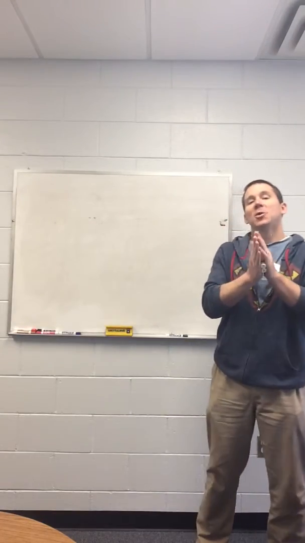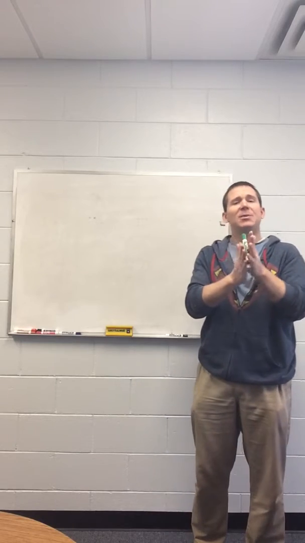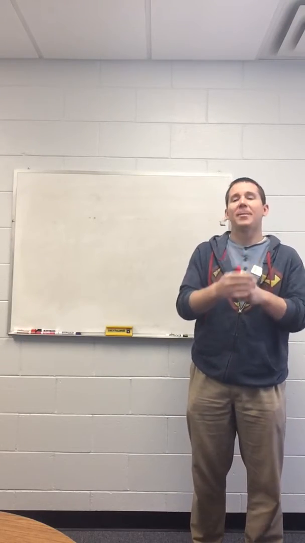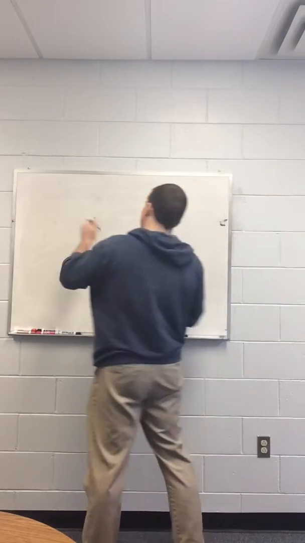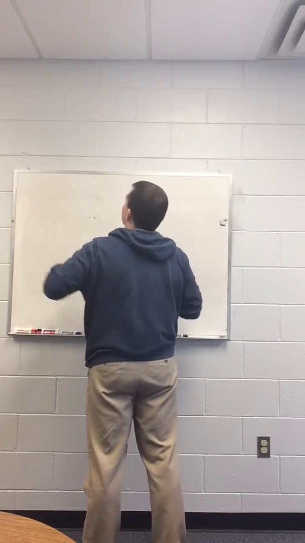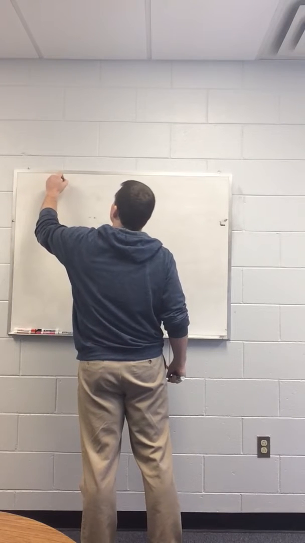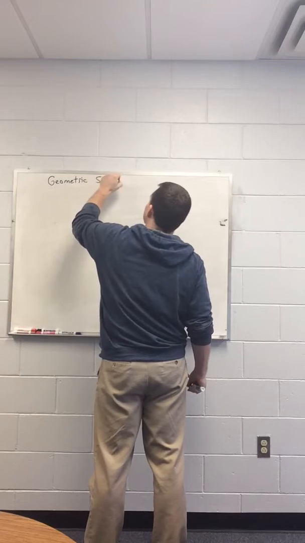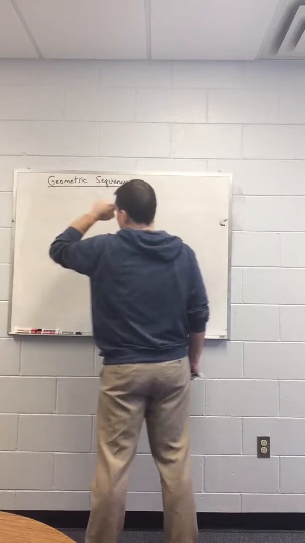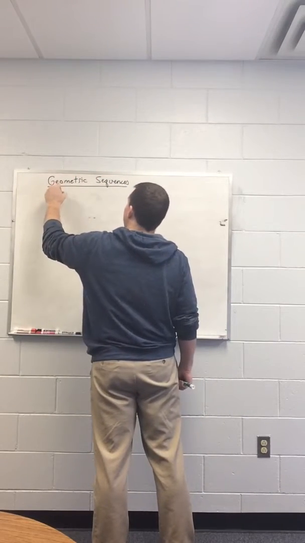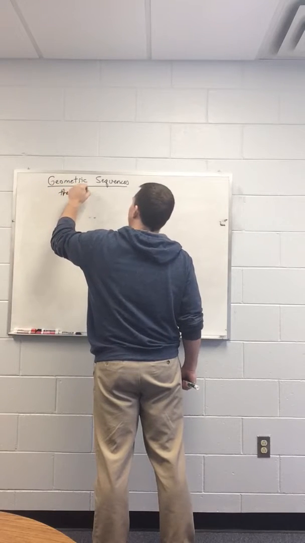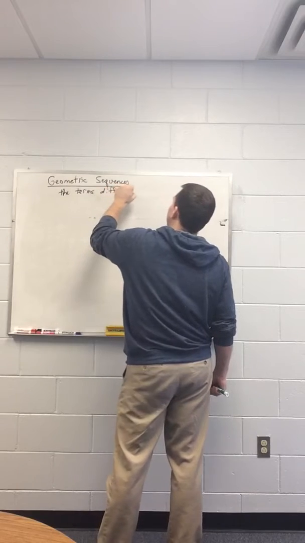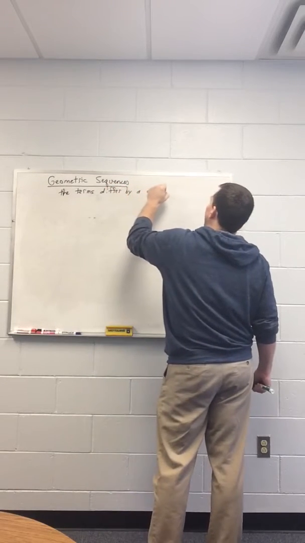In the last couple of videos, we were looking at different types of sequences, and we focused on arithmetic sequences, which were sequences with a common difference. Now we're going to look at what's called geometric sequences. And essentially for geometric sequences, we'll say that the terms differ by a common ratio.